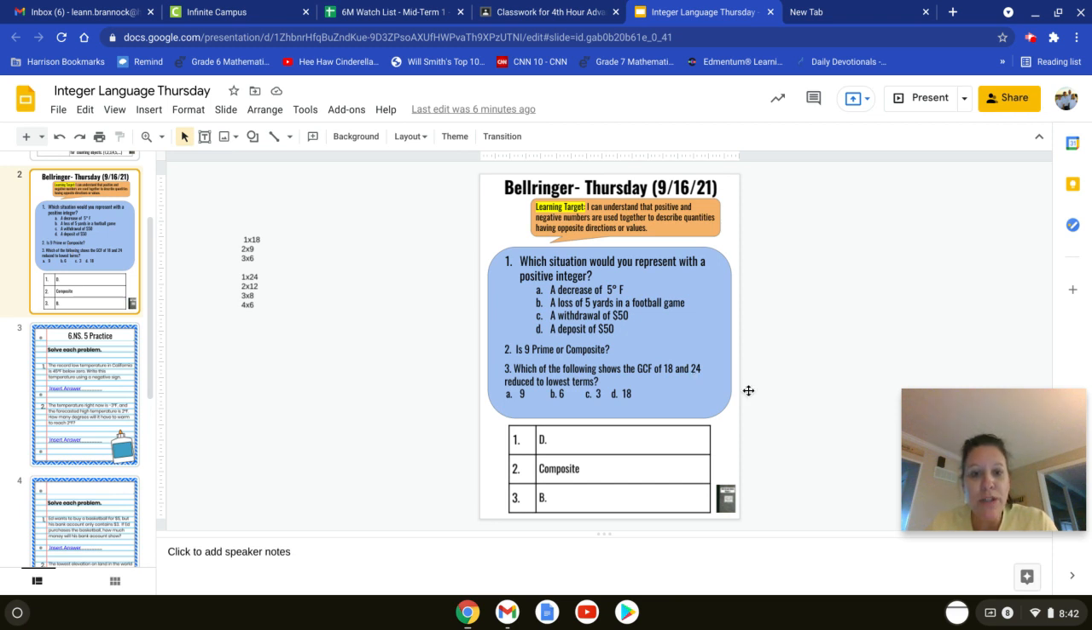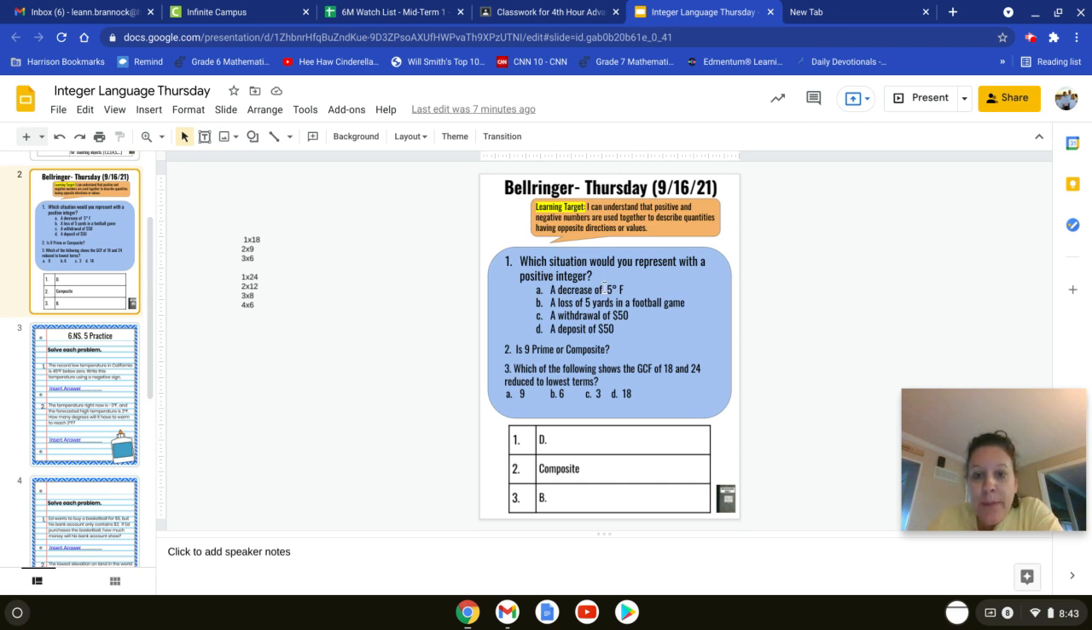Which situation would you represent with a positive integer? This week in class, we've been changing the word integer to the word number because that helps students understand what we're talking about. When I say integer, I just mean it's a positive number, a negative number, or zero, but it's not a fraction or a decimal. So which one represents a positive integer means which one's a positive number. It really just means a number, but a specific kind of number that's not a fraction or a decimal.